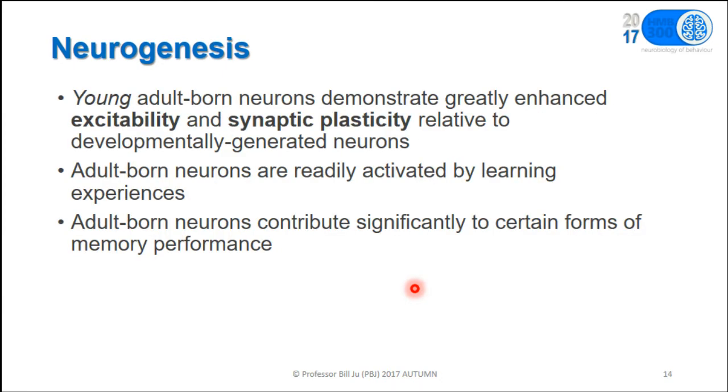So again, just to go back to a couple of key points, overall, when we're looking at neurogenesis, one of the things that we're finding fairly routinely is that the ones that are just being born, the ones that you are generating now, the ones that were born about 3 to 4 weeks ago, are the most excitable. They have the most synaptic modifiability. And we know that's an important way for you to be able to learn. And these, again, are readily activated by new learning experiences.